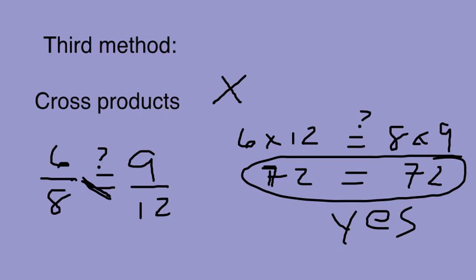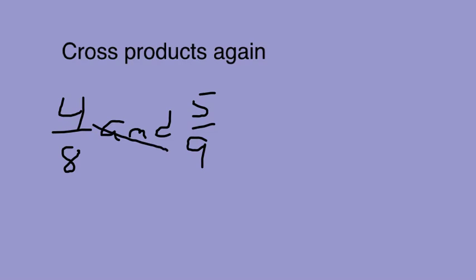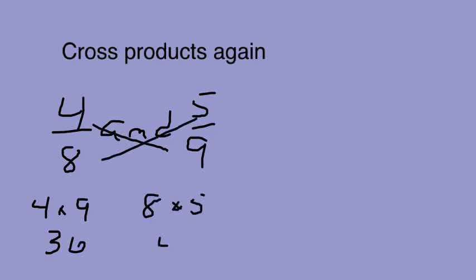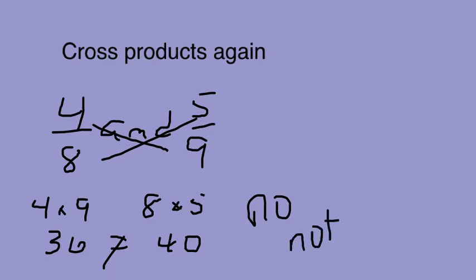Okay, let's do one more example with cross products, and that is on your page, 4/8 and 5/9. So I'm going to multiply 4 times 9. 4 times 9 is 36. And I'm going to multiply 8 times 5. 8 times 5 is 40. These are not equal, so we would say no, these ratios are not proportional.